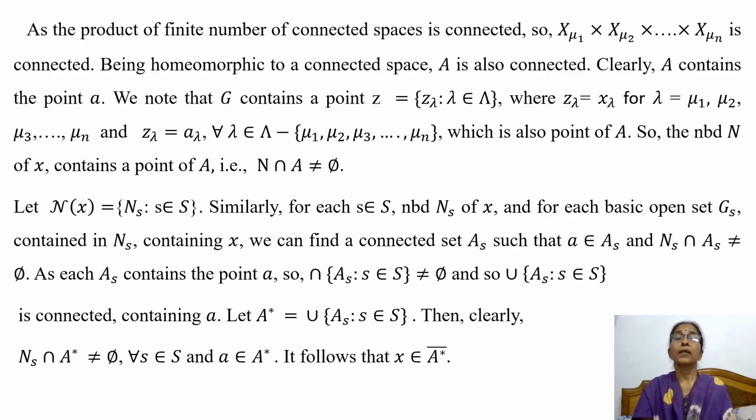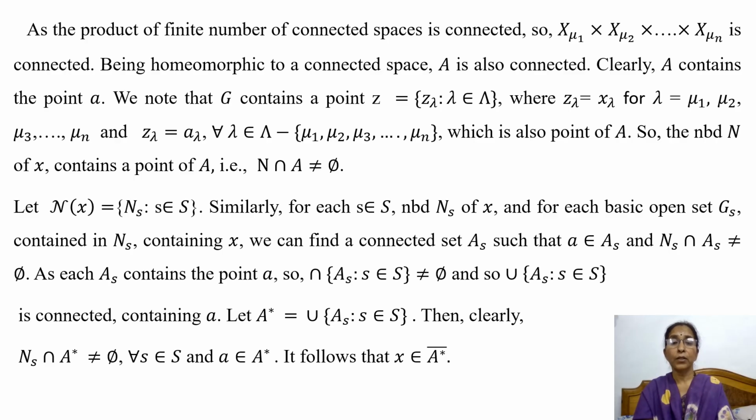We note that G contains a point z = (z_λ), λ belongs to capital Λ, where z_λ is equal to x_λ for λ = μ1, μ2, up to μn, and z_λ is equal to a_λ for all λ other than μ1, μ2 and so on up to μn, which is also a point of A. So we find a point in G which is also a point in A. And since G is contained in N, this point is also contained in N.